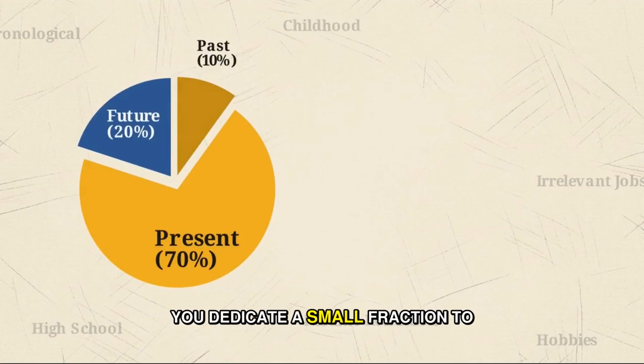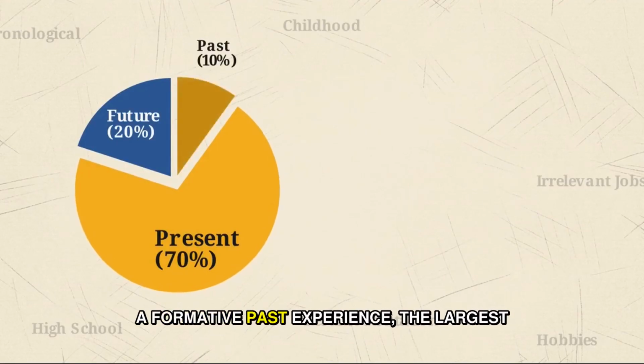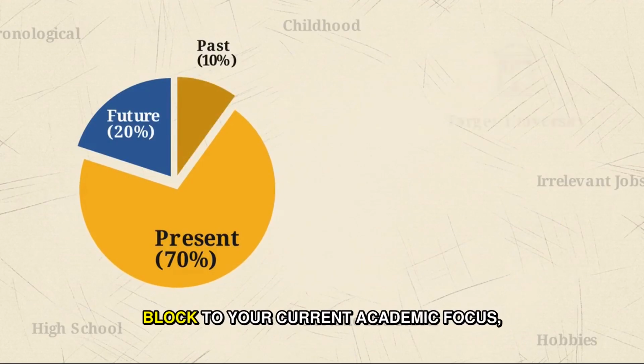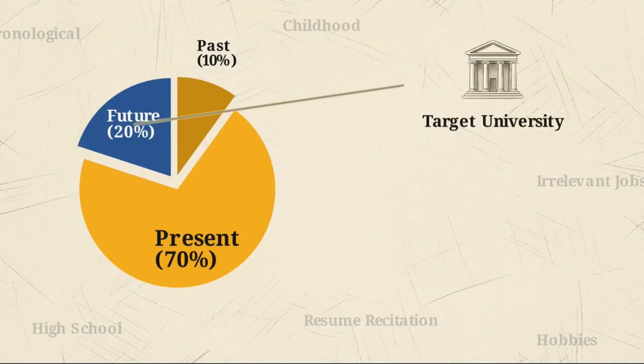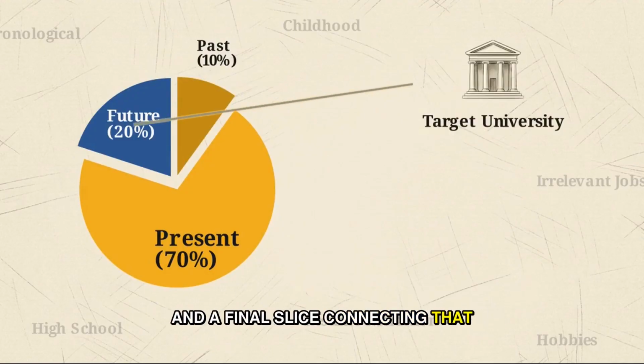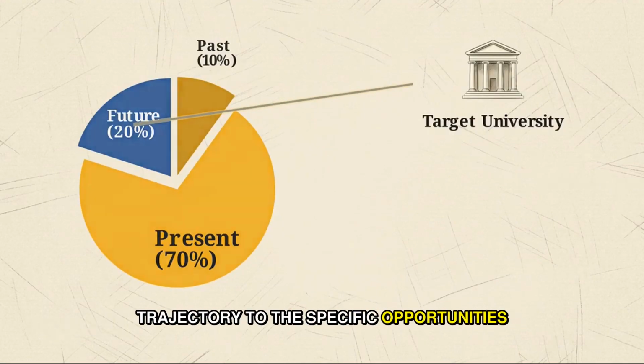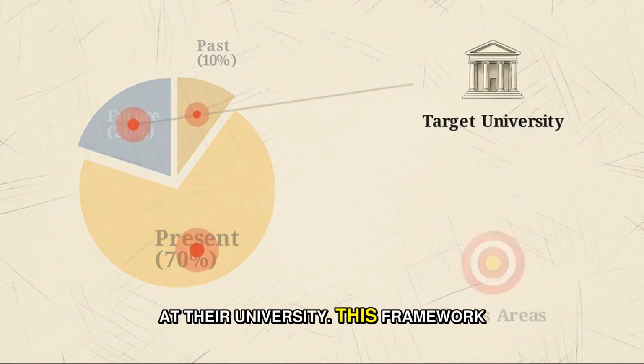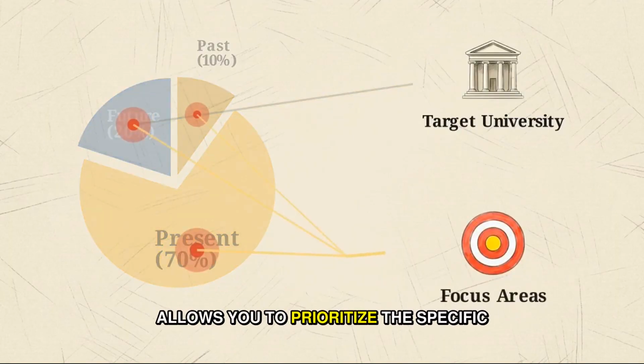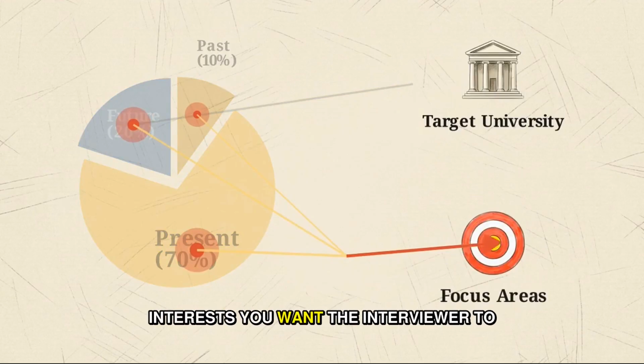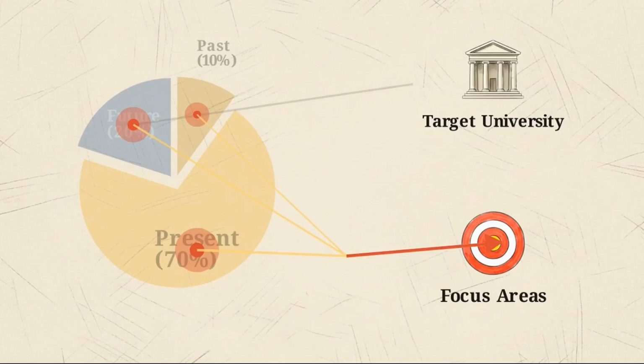You dedicate a small fraction to a formative past experience, the largest block to your current academic focus, and a final slice connecting that trajectory to the specific opportunities at their university. This framework allows you to prioritize the specific interests you want the interviewer to explore, ensuring you spend your limited time leading the conversation towards your strengths.